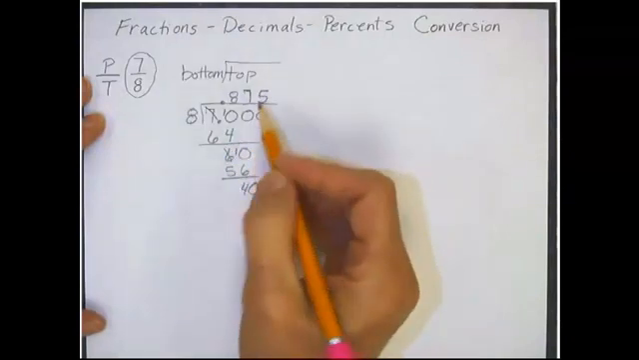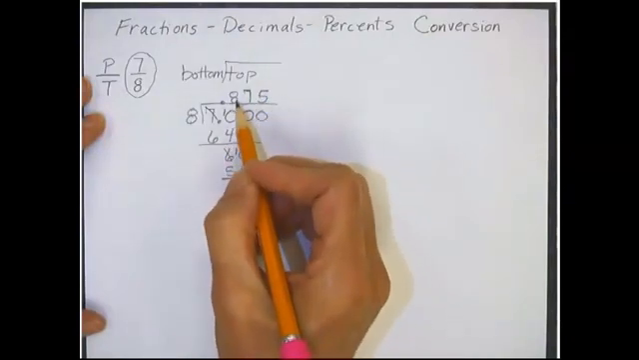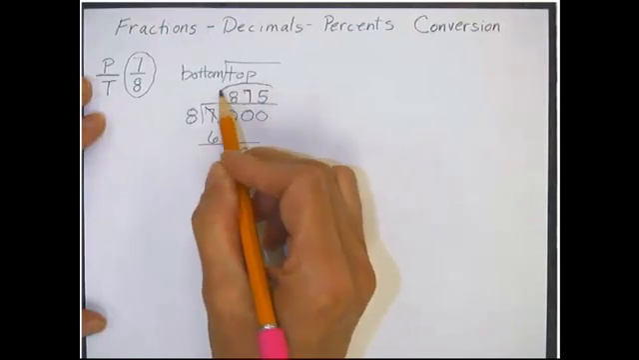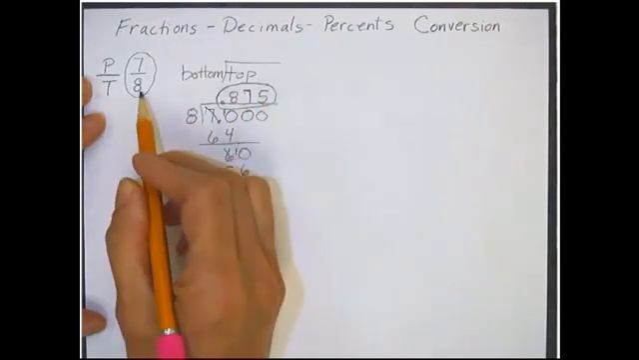I could say this number is 875 thousandths. So this would be the decimal notation that is equal to that fraction notation.